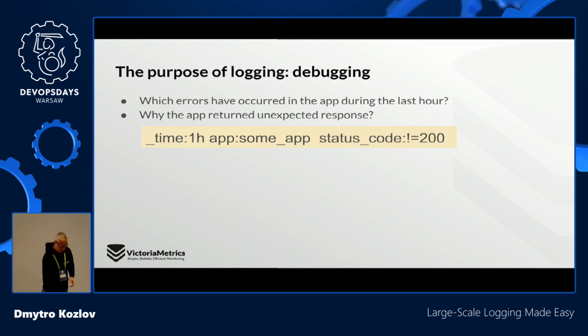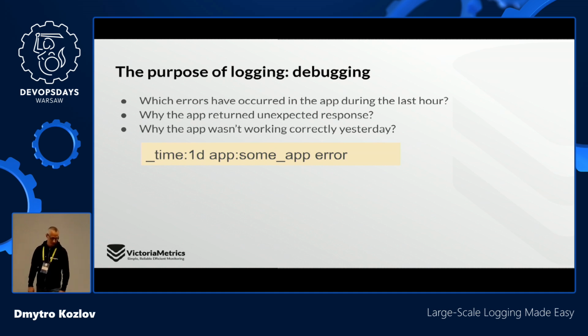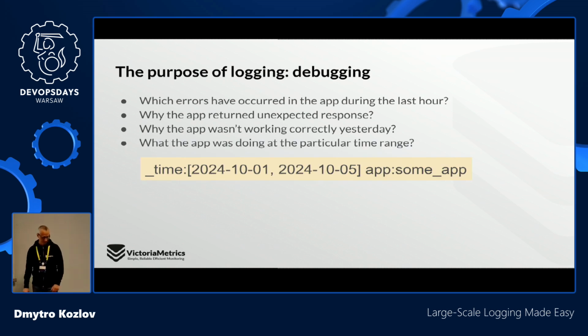It's the second purpose of logging. The third purpose of logging is to find out why our application did not work correctly yesterday. We can check it by some time range or just enter one day and check what's up. But we need to be sure that in our log message we have the label app, for example. It's just our example, so you can imagine you have your system with your labels. And the fourth purpose of logging is to see what an app was doing in a particular time range. We can enter the time range and check what happens with our application in that time range.